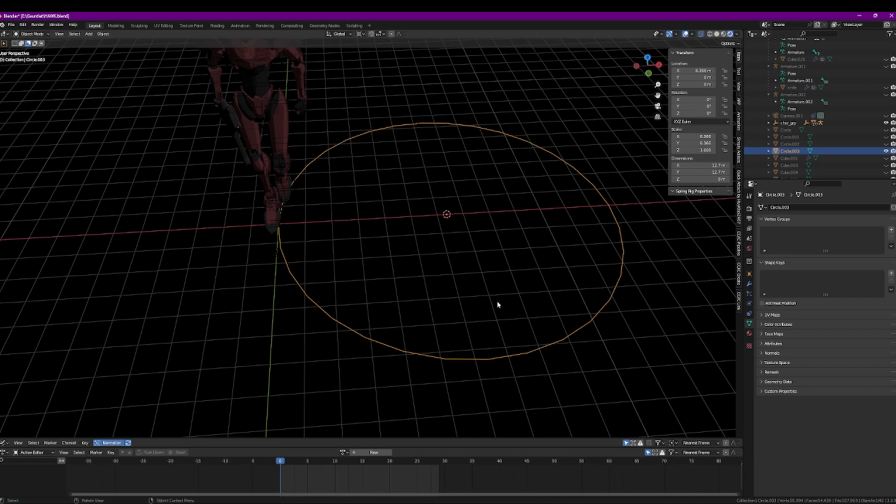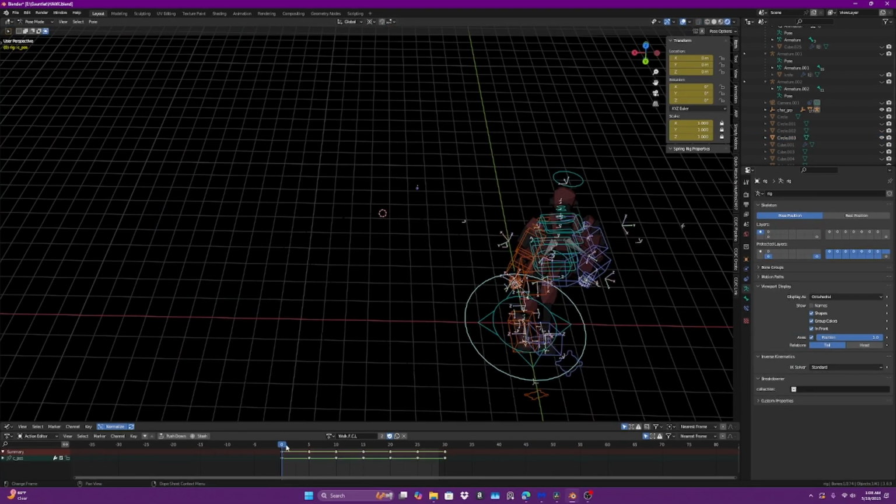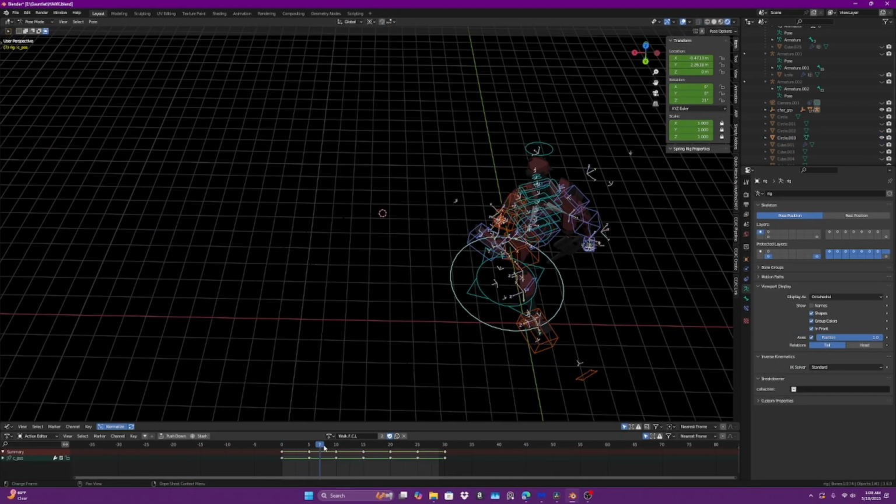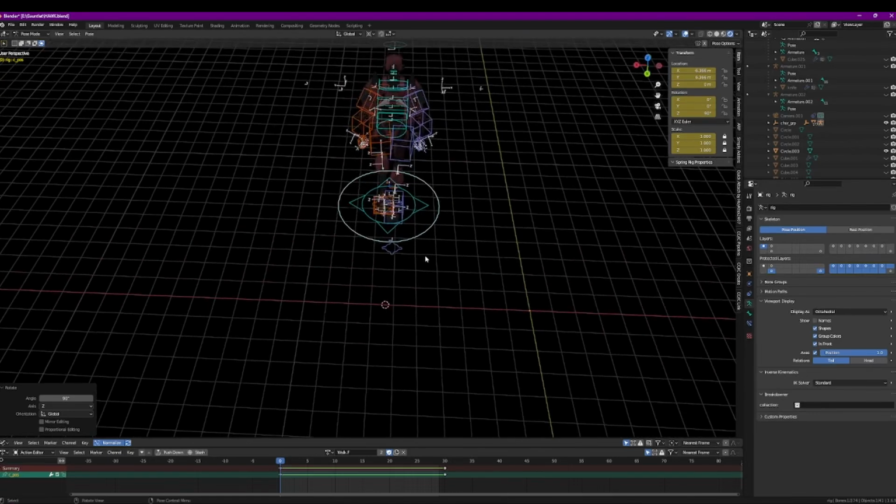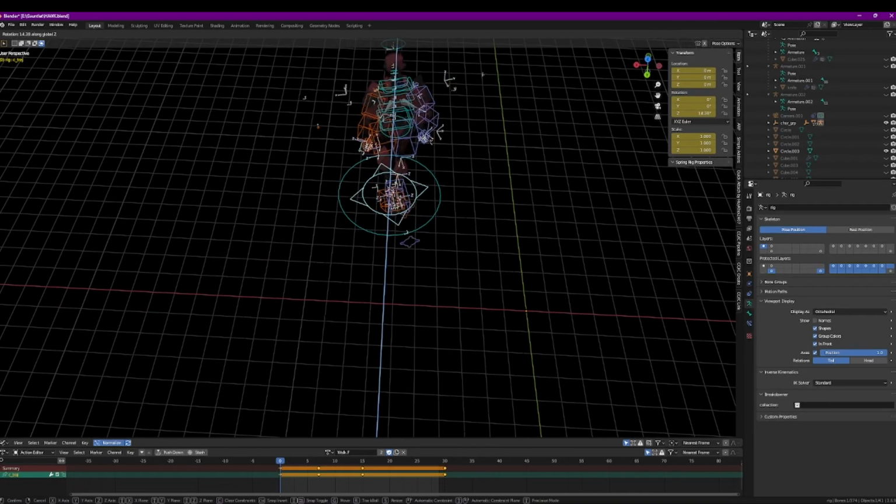Now if we grab this root bone and animate it around the circle's center 15 degrees at a time until we get to 90 degrees. In the end, you should be facing world left. Now we have a method of making all necessary directions for motion matching.